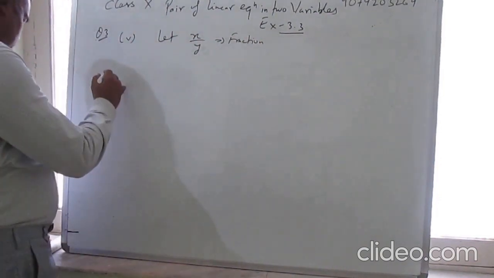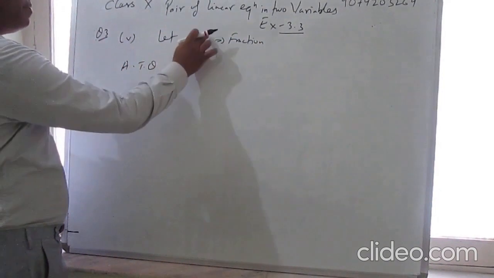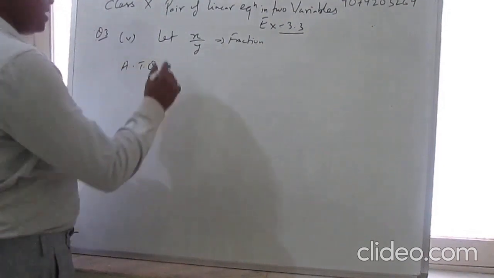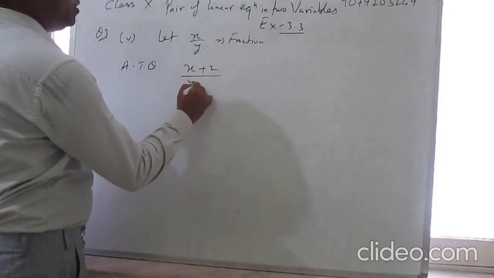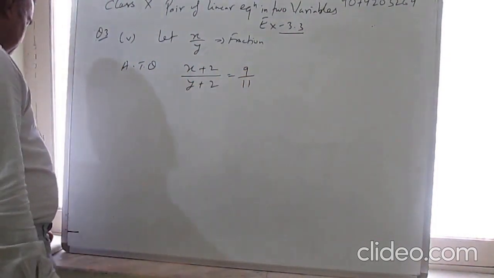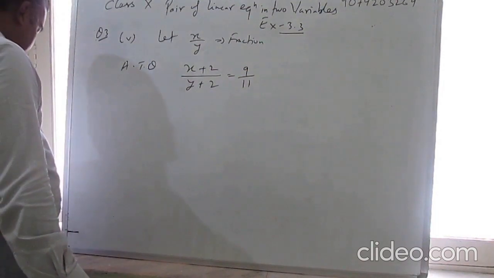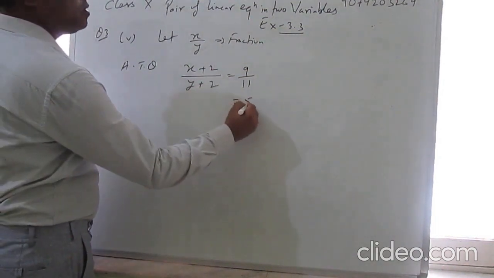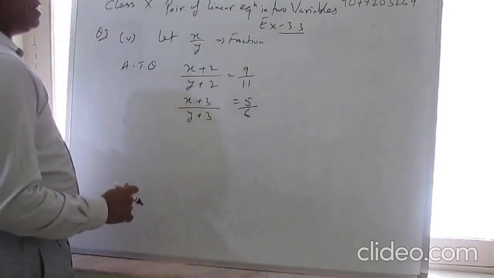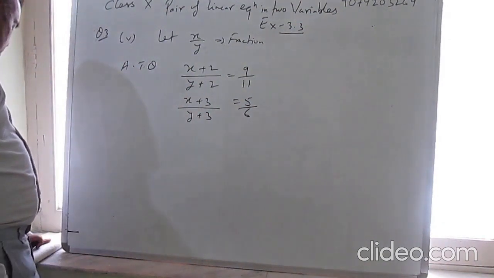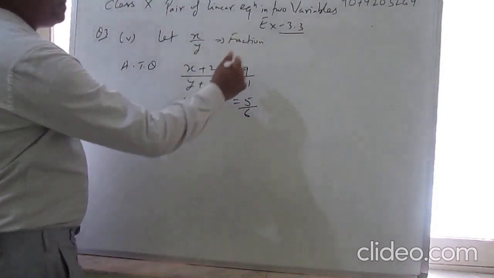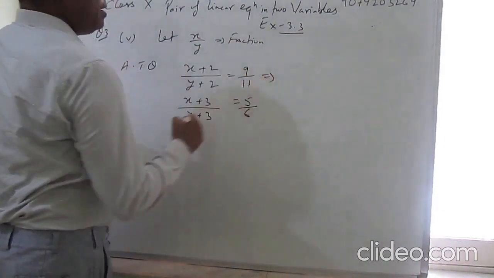Now according to the question, it becomes 9 upon 11 if 2 is added to both the numerator and the denominator. 2 is added to the numerator, 2 is added to the denominator. The fraction becomes 9 upon 11. If 3 is added to both the numerator and the denominator, it becomes 5 upon 6. If 3 is added to the numerator and 3 to the denominator, it becomes 5 upon 6. So, cross multiply and make a linear equation.